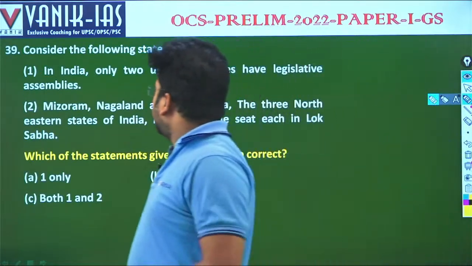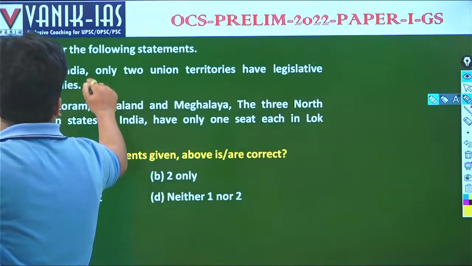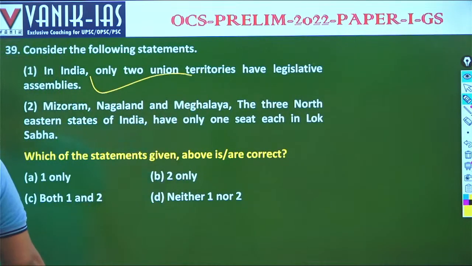Consider the following statements. In India, 2 union territories have state legislative assemblies. Yes. Delhi and Puducherry, they have legislative assemblies.